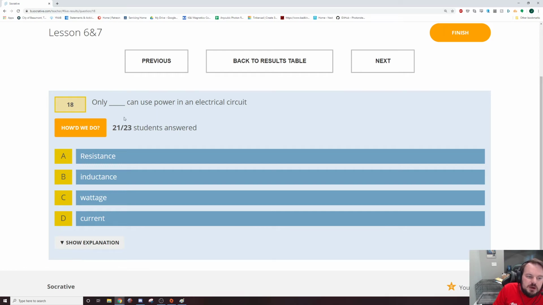Only blank can use power in an electrical circuit. Only resistance, and this statement holds true forever. Only resistance can use the power in an electrical circuit.